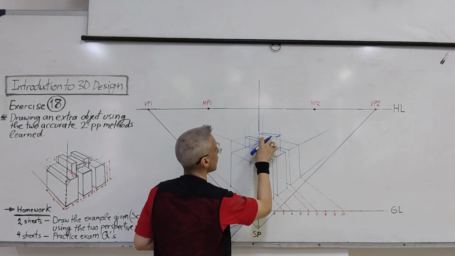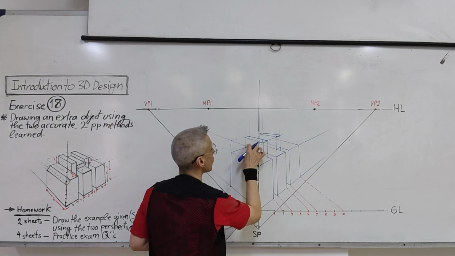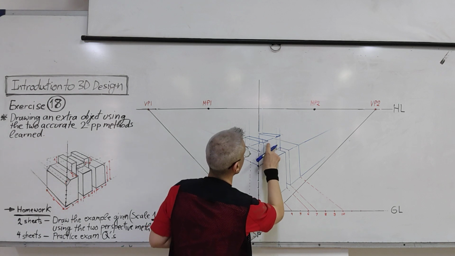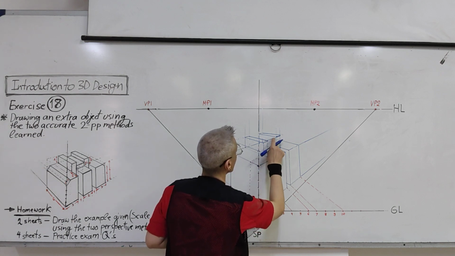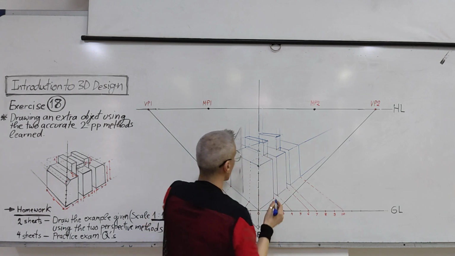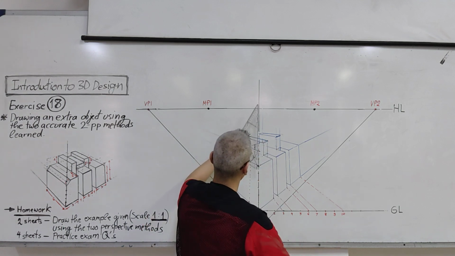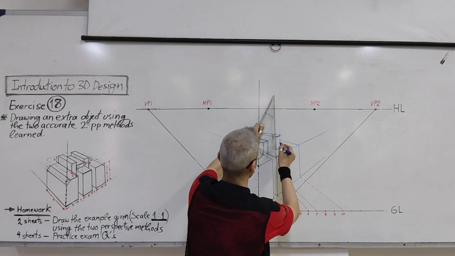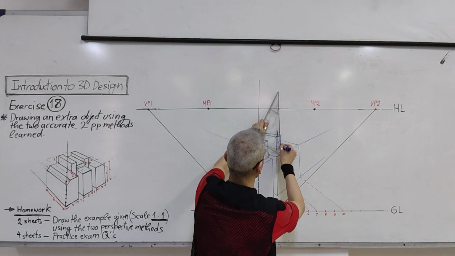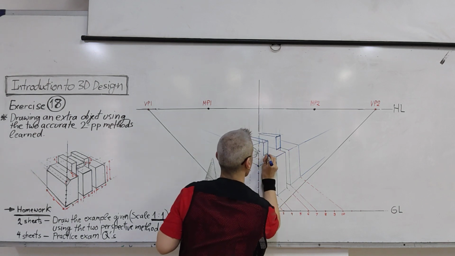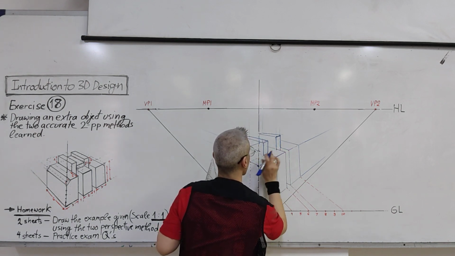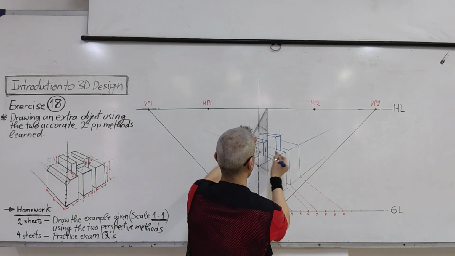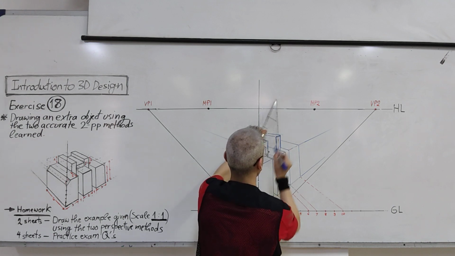Now, let me delete these lines here so you don't get visually confused. These are the hidden lines at the back. So, what we see here at the front, let me just darken them so you can see better.